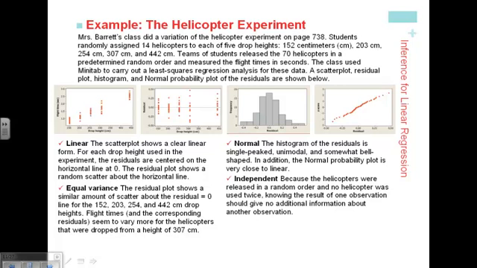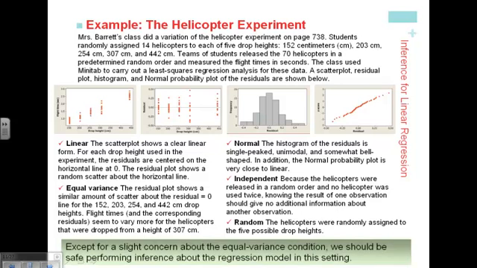Not to mention, we could say that the population of all helicopter drops is probably at least 10 times their sample. They could have done it 10 times more. There could have been 10 times as many things in the population. Okay, and there's that random again. All right. So, except for the slight concern about the equal variance, it looks like we meet the conditions of the inference testing.